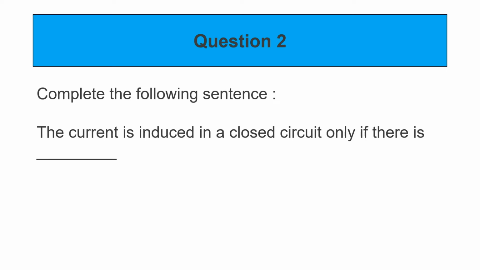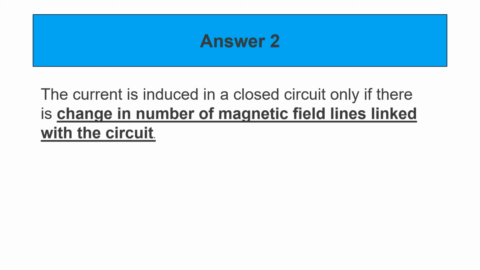Question number 2. Complete the following sentence. The current is induced in a closed circuit only if there is... You have to fill in this blank. How will you answer this question? Answer for this question is the current is induced in a closed circuit only if there is a change in the number of magnetic field lines linked with the circuit.